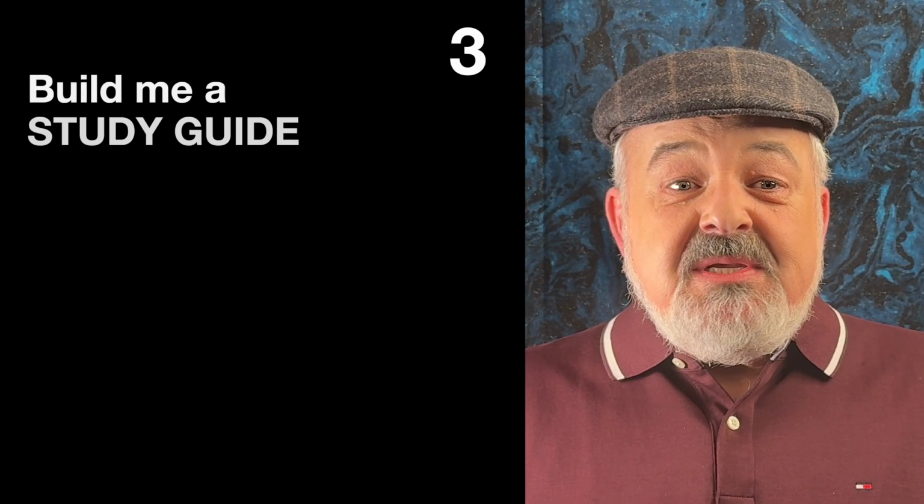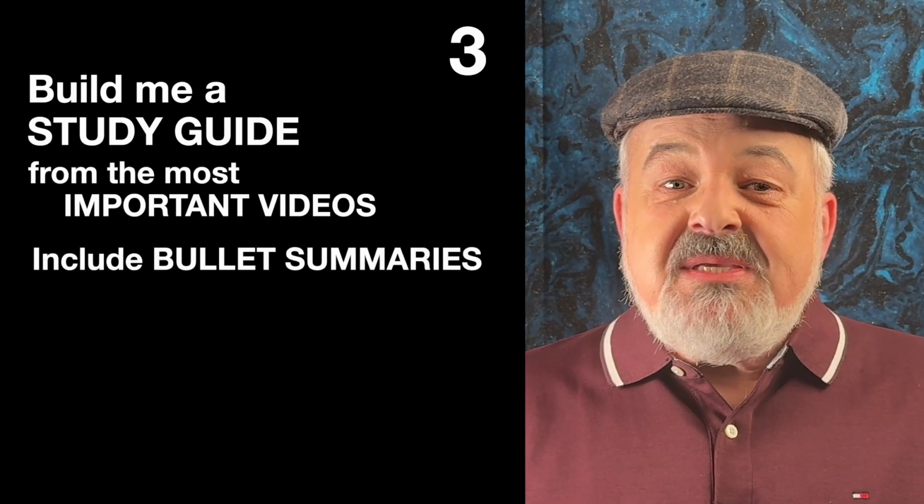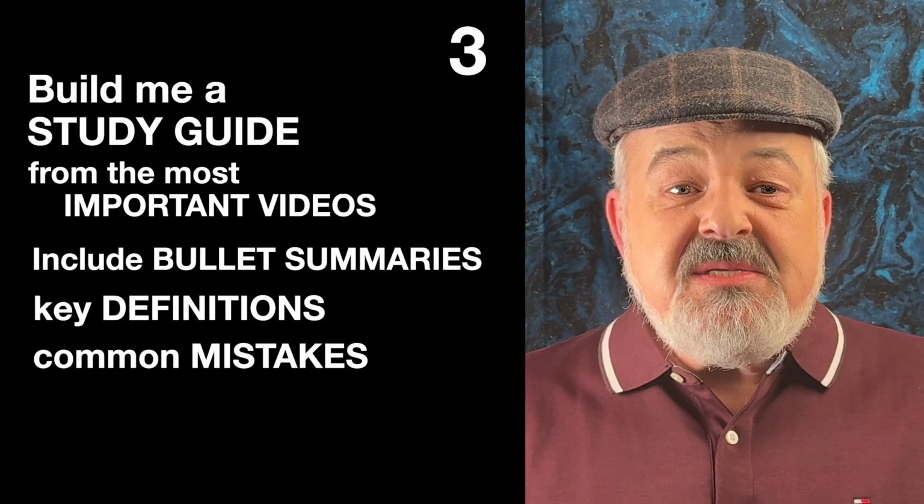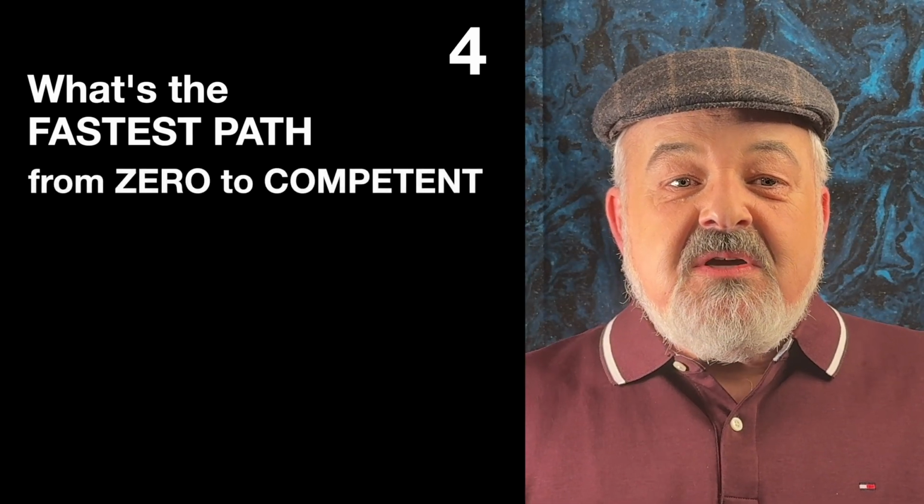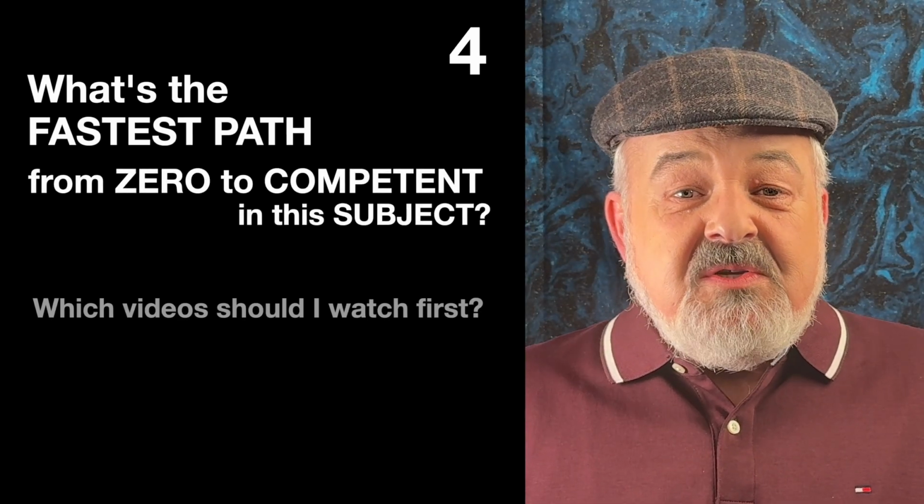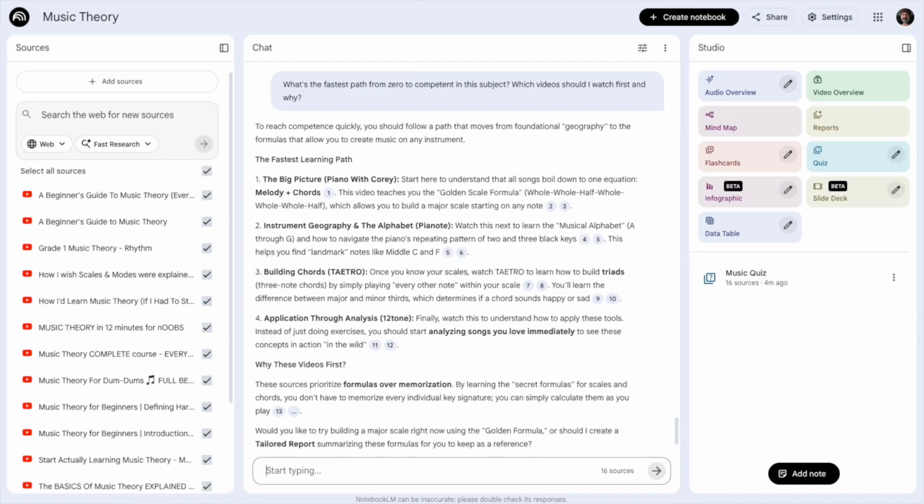3. Build me a study guide from the most important videos. Include bullet summaries, key definitions, common mistakes, and practice exercises. This is basically a textbook chapter on demand. 4. What's the fastest path from 0 to competent in this subject? Which videos should I watch first and why? Let the tutor sequence your learning.